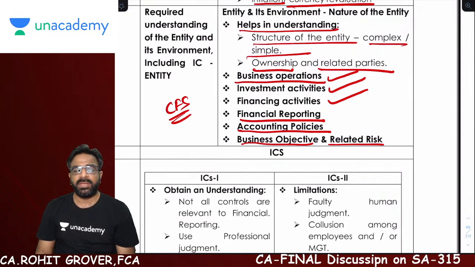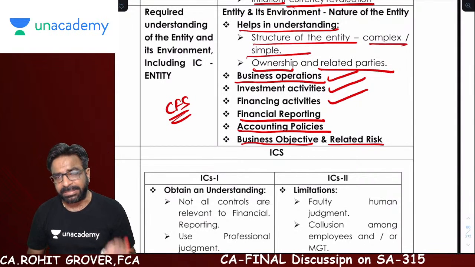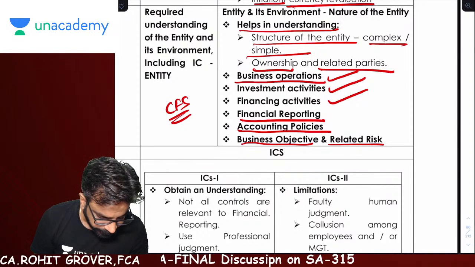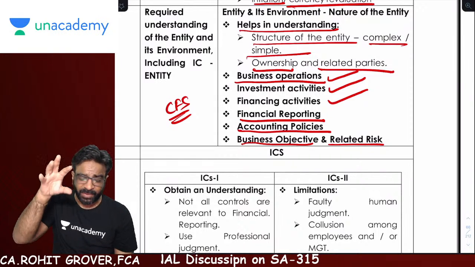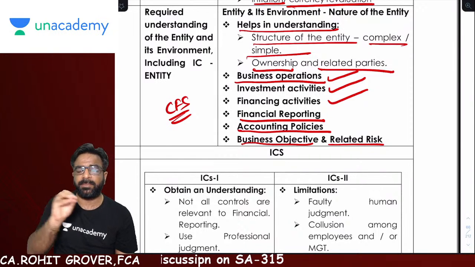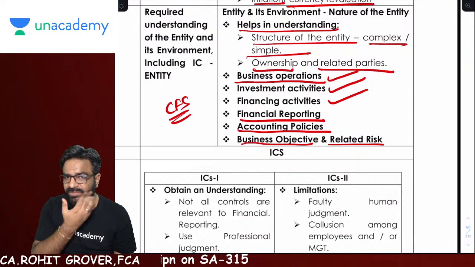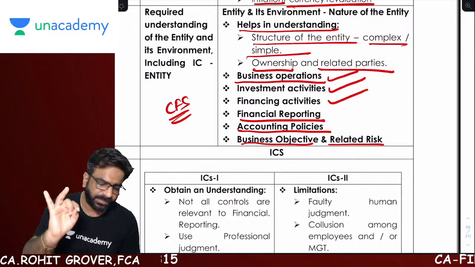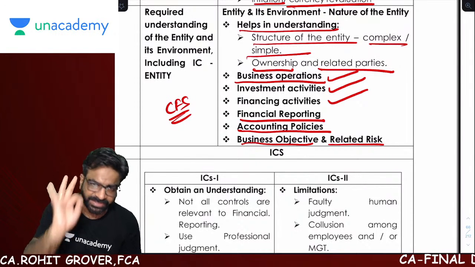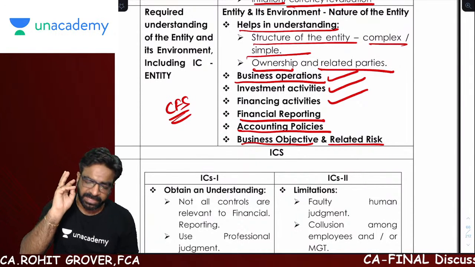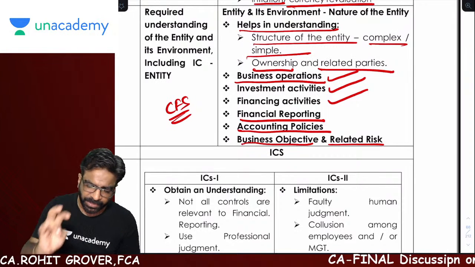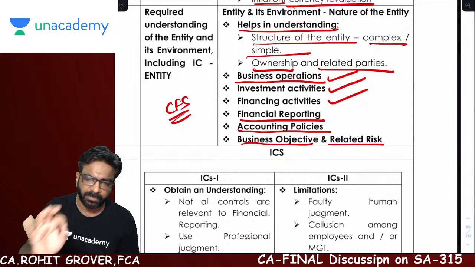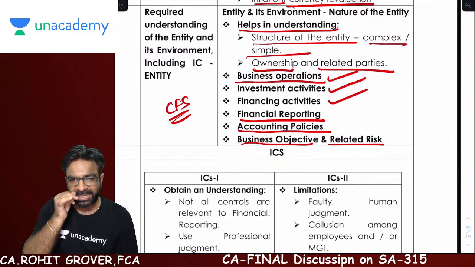Are you getting the point? Now there are so many questions relating to internal control system also, they may ask you in the examination. If you have the knowledge of all these activities, you will be able to understand the entity and its environment. So basically, you should have the knowledge of industrial factors, statutory factors, other external factors. You should have the knowledge of the entity's internal control system, business operations, investing activities, financing activities, financial reporting, accounting policies, and other related risk of internal control system.